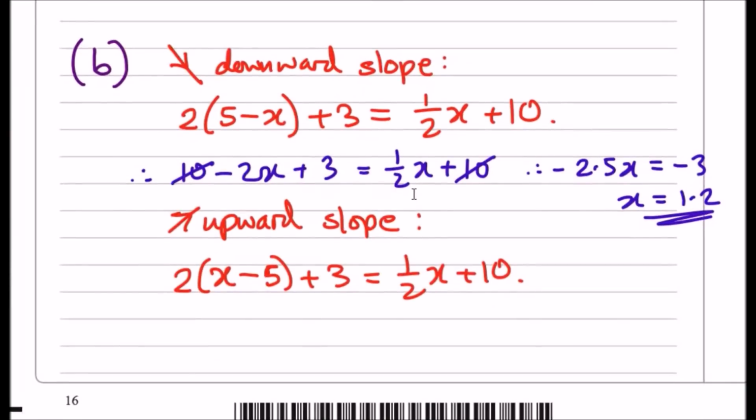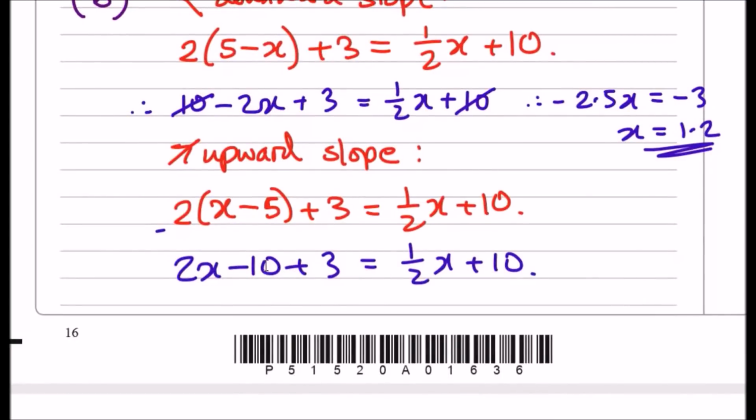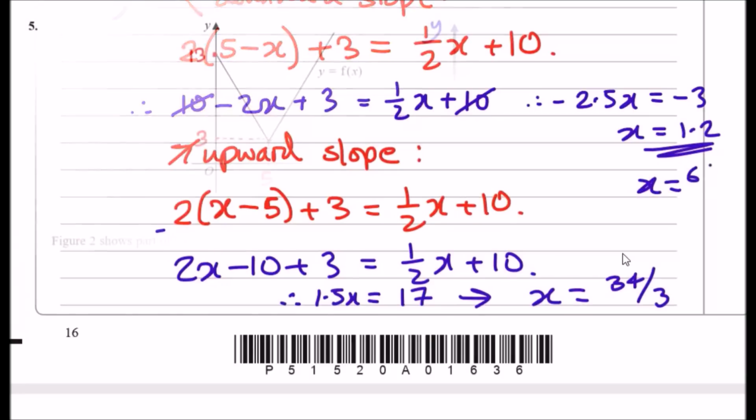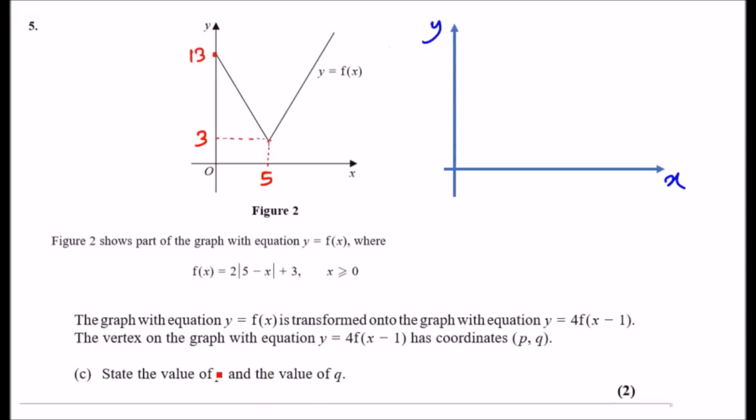Okay, just repeat the same for the second. Expand the bracket, you get 2x minus 10. Add 3 equals half x plus 10. Then collecting, move all the x's to the left and the numbers to the right. In other words, add 10 across, minus 3 and subtract half x. You should get 1.5x here, and on the other side add 10, which is 20, subtract 3, and you get 17. This means x equals 17 divided by 1.5, which gave me 34 over 3. And yeah, this is the same as 6 over 5. Okay, part C. So what do we have?